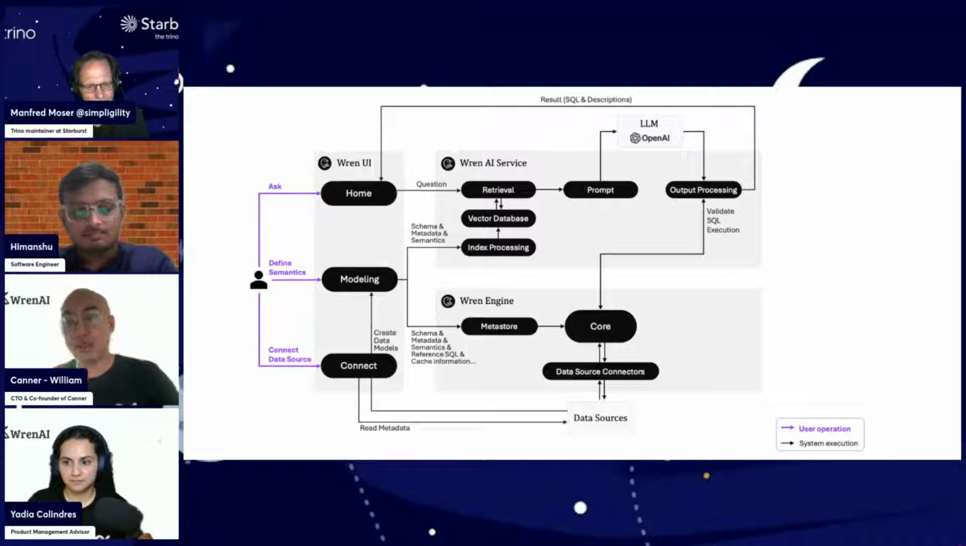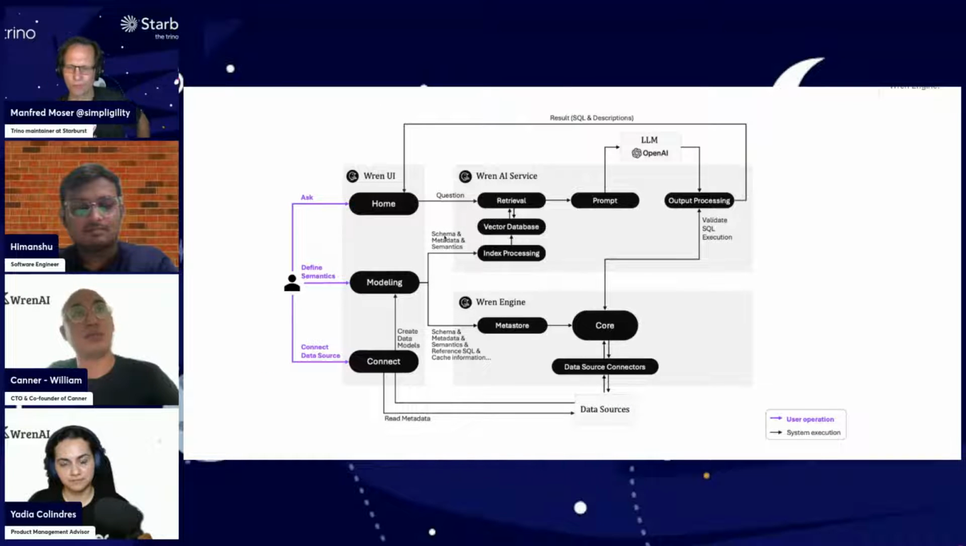I want to emphasize this Wren engine because it's a pretty crucial component of Wren AI. It converts the SQL from the AI service into the target data source dialect. For example, if you ask a question and we generate a SQL, if you're using BigQuery or Trino, we convert it into your data source's SQL. It's pretty cool. And we use Ibis as the underlying component to convert the SQL, run the SQL, and return the result to the client.